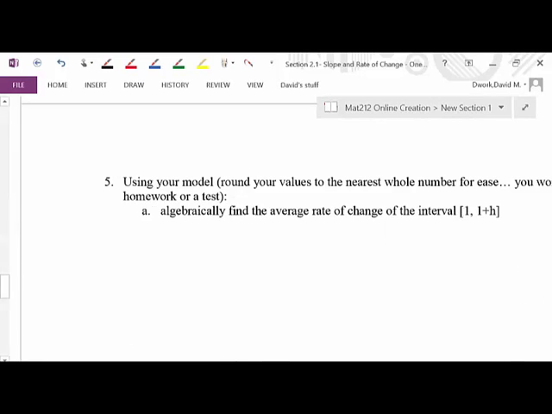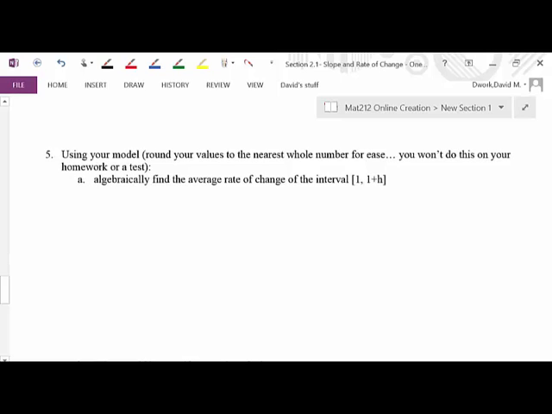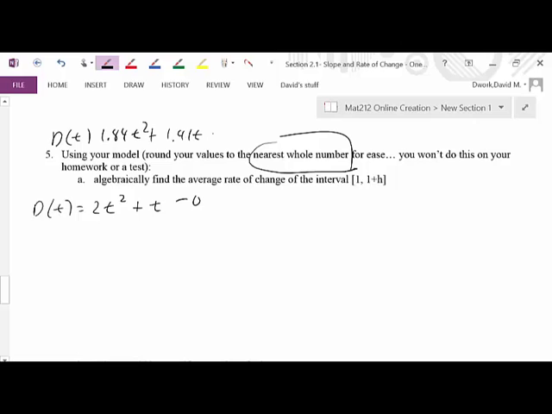Okay. All right, let's finish this up. Now, a little bit of harder algebra for you. Using the model that we calculated way long ago, round your values to the nearest whole number. We normally wouldn't do this. I'm just doing it because otherwise the algebra is going to become really bad. So what would that be? For me, that would be 2t squared plus 1t, or just t, minus 0. Because our original model was 1.84t squared plus 1.41t minus 0.0983. So rounding that to the nearest whole number, we get this.